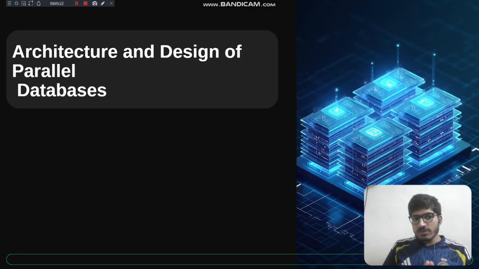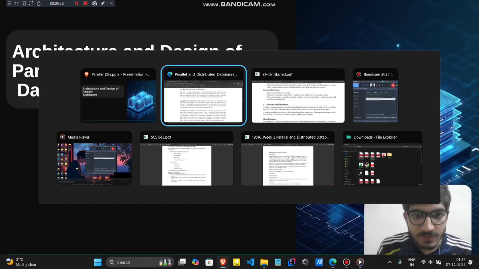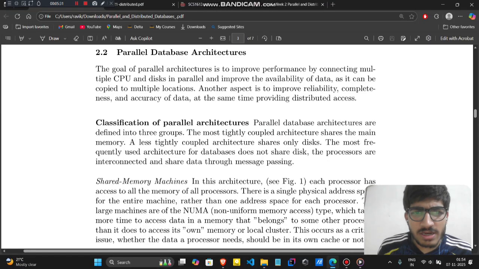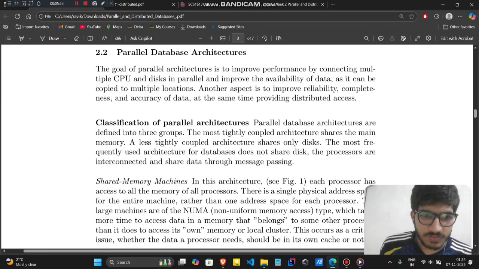So now we will see the architecture and design of parallel databases. So let's get started with it. The goal of parallel architectures is to improve performance by connecting multiple CPUs and disks in parallel, and improve the availability of data, as it can be copied to multiple locations. Another aspect is to improve reliability, completeness, and accuracy of data, at the same time providing distributed access.